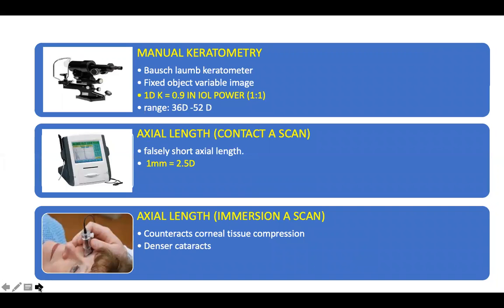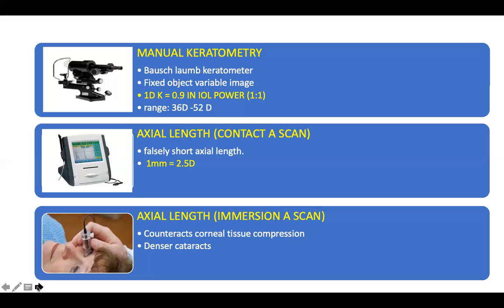So as postgraduates, we're used to the conventional biometry method, where you measure the keratometry using the manual keratometers, and the axial length is either measured using a contact method or an immersion method. Now, the contact method has a small fallacy that the corneal compression may sometimes give us a falsely short axial length. So to counteract that, immersion A-scan method is a better advised approach for the ultrasound technique.